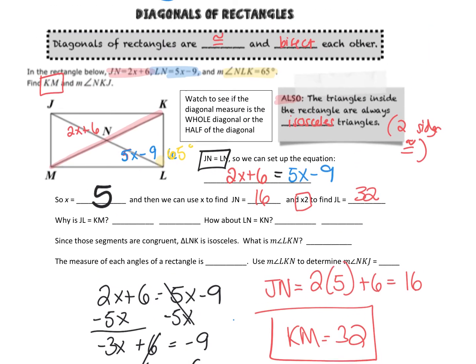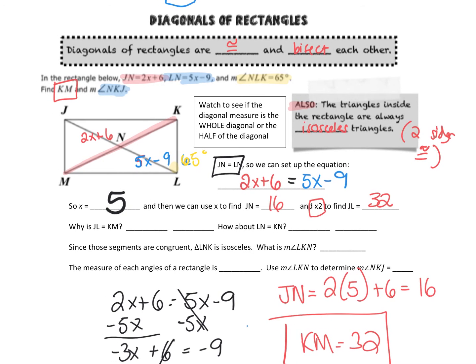The last thing that they want us to find here is an angle measure. So they want us to find the angle measure of angle NKJ. If you look at NKJ, that's this angle right here in this corner. There's a couple things that we can notice. Again, we make isosceles triangles, which means that if this angle is 65 degrees right here in this corner, that means that this angle is also 65 degrees in the other corner of that triangle, because it's an isosceles triangle.